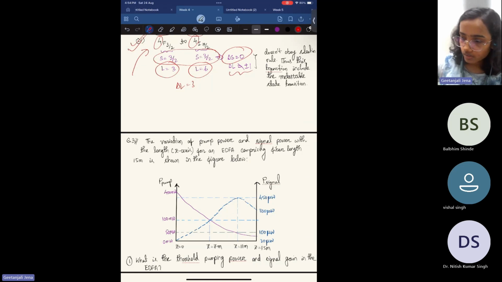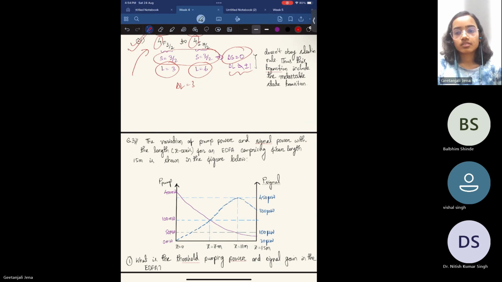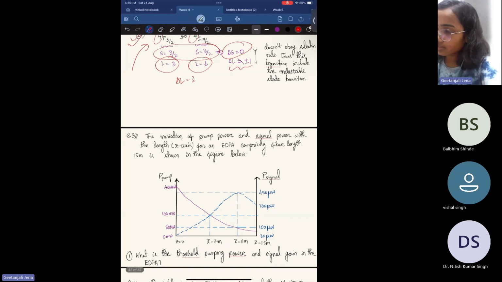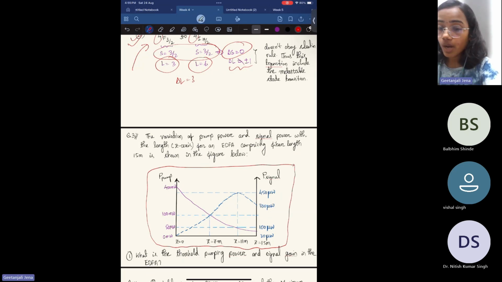So go through the question once. Let me read out the question for you. So a graph is given. This graph shows how the pump power as well as the signal power vary with respect to the length of the EDFA.